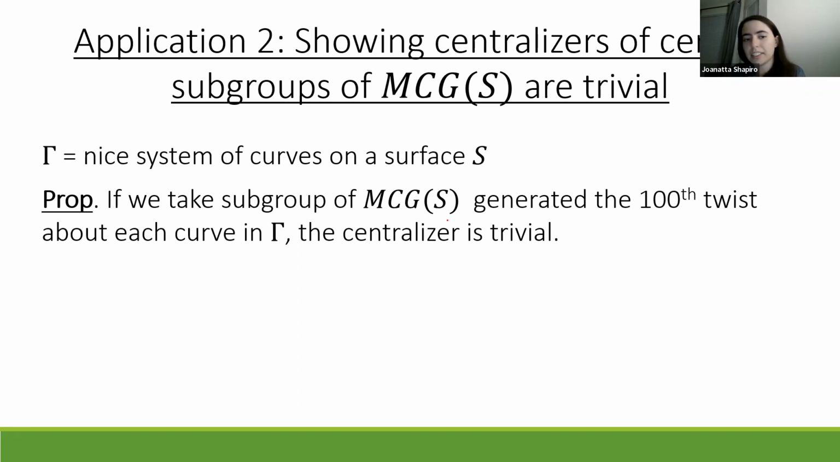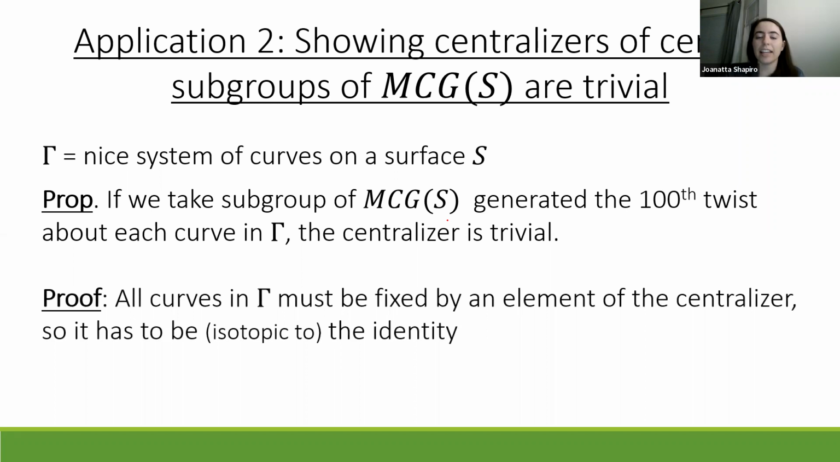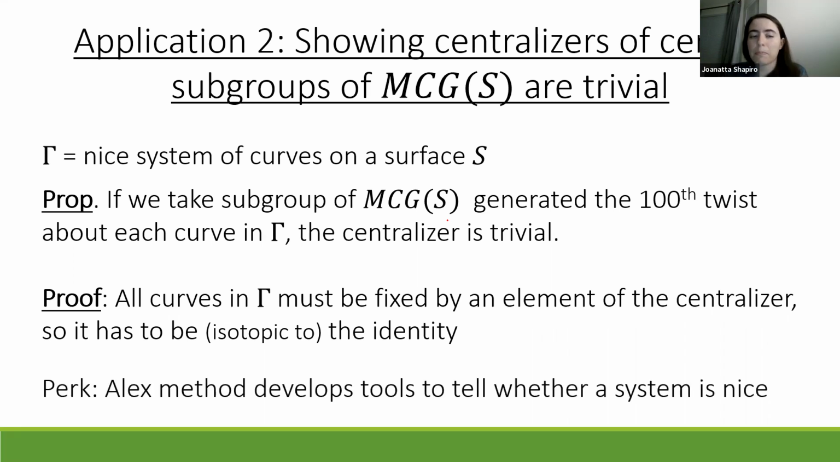The reason behind this is that anything that commutes with all of these twists must actually fix the curves that are being twisted about. And if you fix all the curves in our Alexander system, you have to be isotopic to the identity. A perk of the Alexander method is that we can develop tools to tell whether a system is nice in this way, and this application allows you to do that.